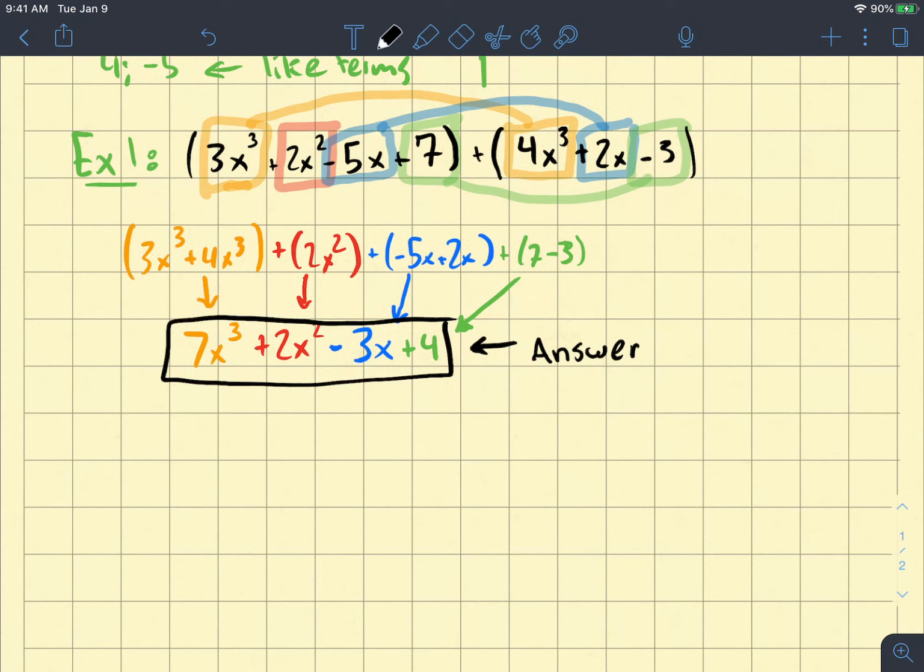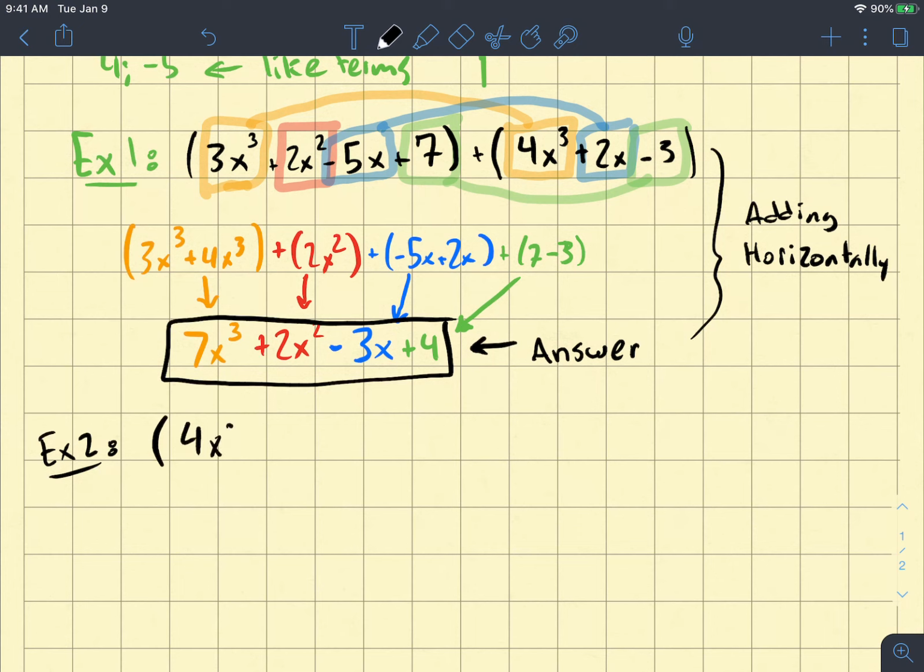So next up, we're going to have our second example, example 2. And we're going to do this one differently. So this is considered adding horizontally. Now we're going to go over an example where we're going to add vertically. So we have 4x squared plus 3 plus x squared minus 3x plus 5.